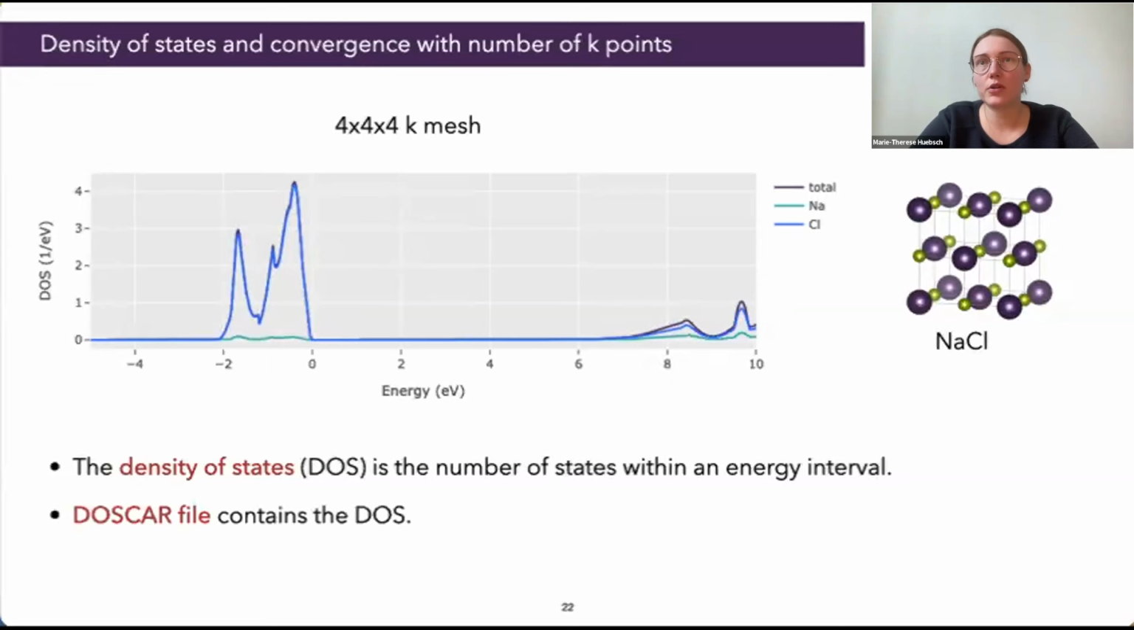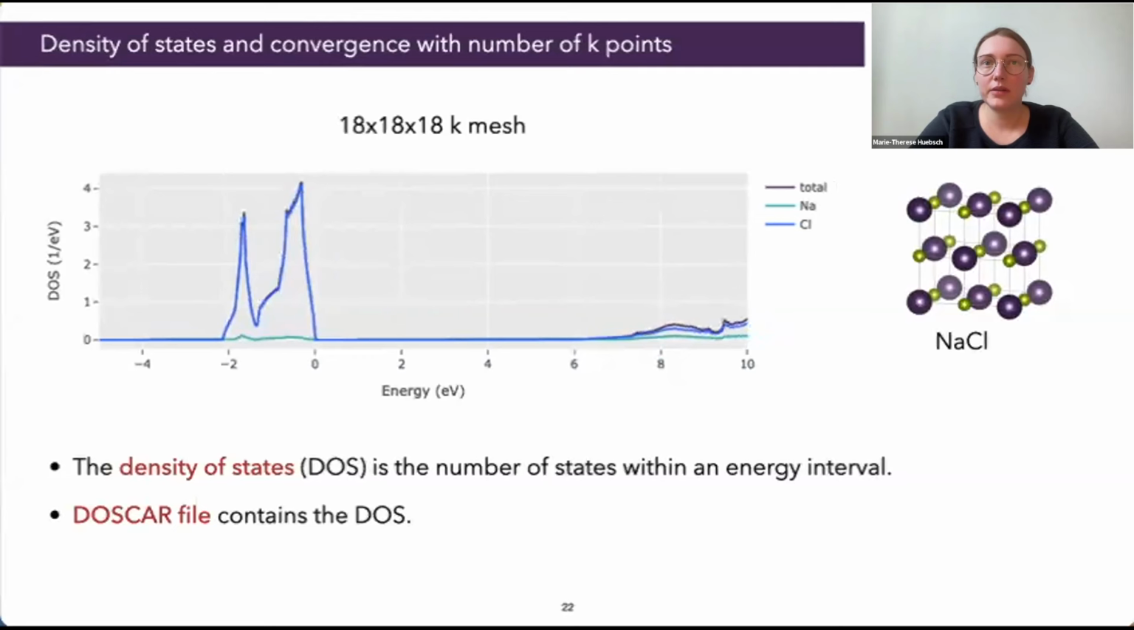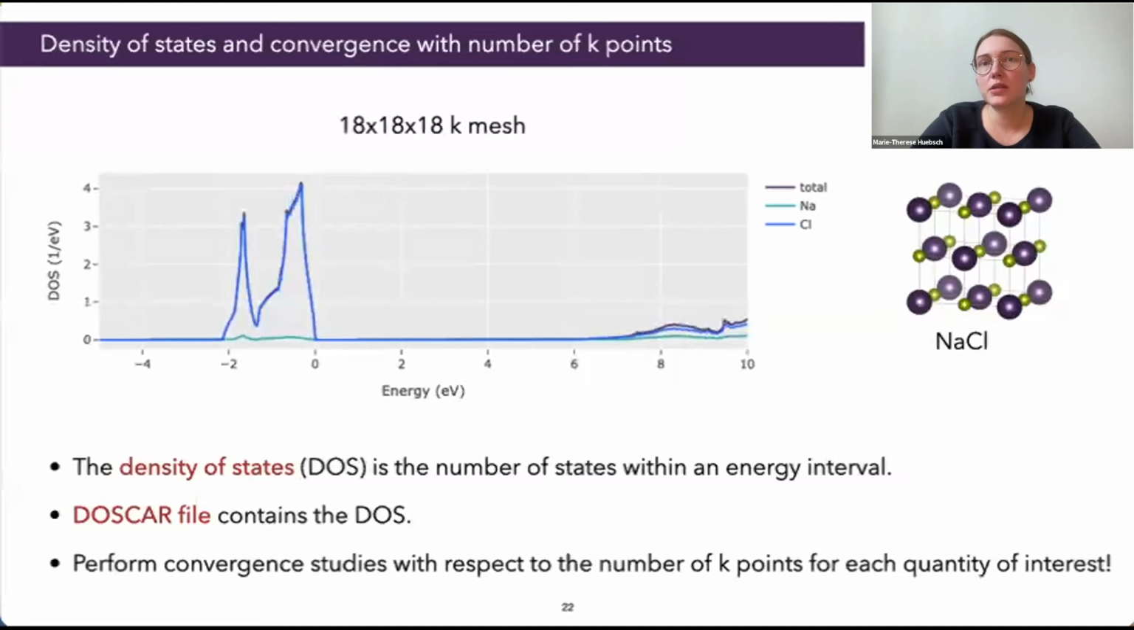When you increase the K-point sampling, you can see that the DOS slightly changes. At some point, the DOS barely changes anymore, but the calculation continues to become more and more expensive. So therefore, we always aim at the minimal K-point sampling that yields a converged result. The process of monitoring a quantity while increasing the sampling is called convergence study.